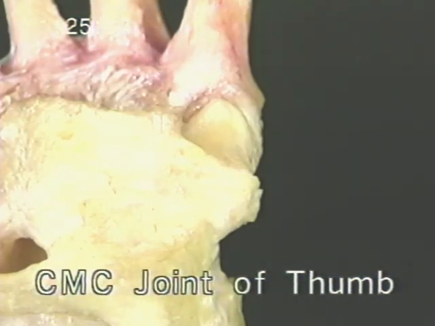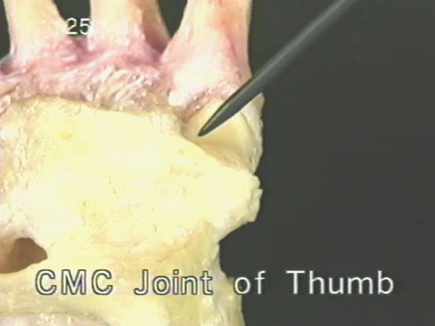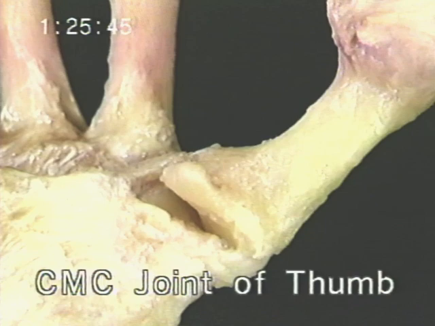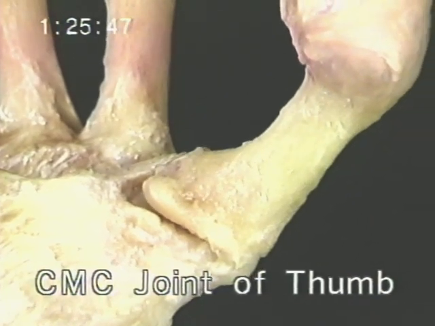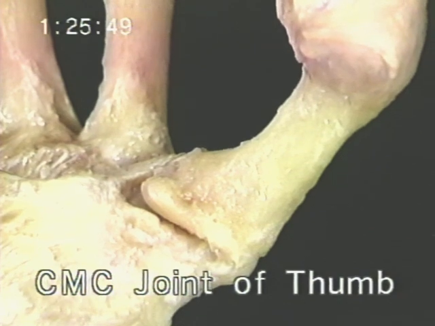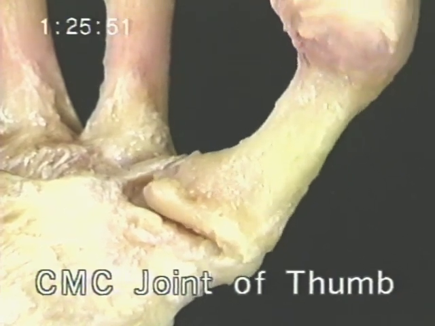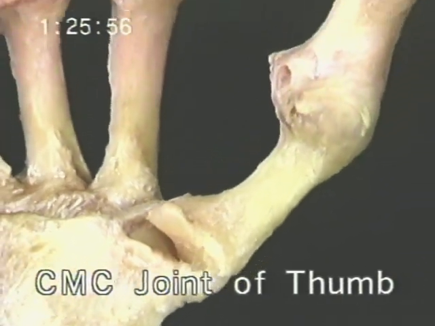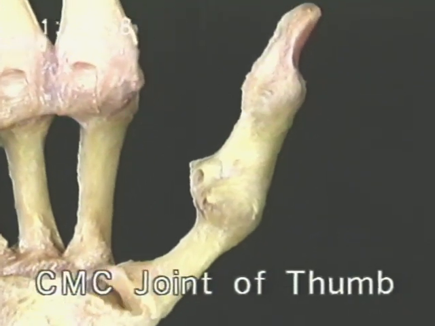The articular surface on the trapezium is curved in two planes, from side to side and from back to front. The base of the first metacarpal is curved in the same way. The shape of the joint surfaces enables the first metacarpal to move in this plane and in this plane. We'll name those movements in a minute, but first let's look briefly at the other two joints of the thumb.